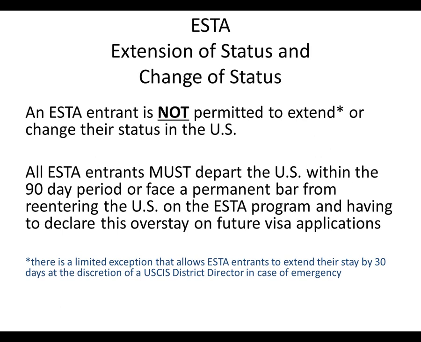I think the slide is fairly straightforward here, but the principal thing to keep in mind is that changes of status and extensions of status are not permitted under the Visa Waiver Program. So it's a very limited program. When you enter under the Visa Waiver Program, you waive all sorts of rights. You waive your rights to appear in front of an immigration judge. You permit expedited removal of yourself from the United States, and you're not permitted to extend or change that status.